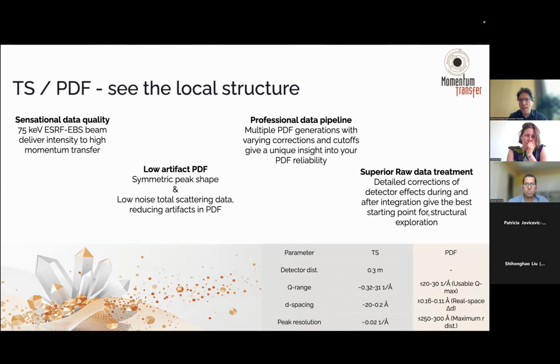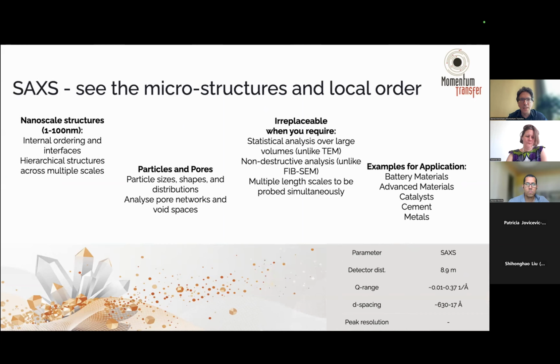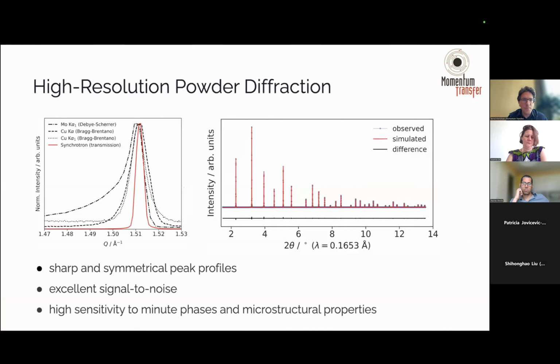For the total scattering that I mentioned, we have a really cool data pipeline where we can generate pair distribution function histograms, giving you the atomic distances to one another, to make it very easy to understand amorphous materials and nanostructured samples. And we even have the capability at this hatch to measure small angle X-ray scattering, which is great if you want to understand pore structure, for example, in porous materials like zeolites, or particle size distribution of nanoparticles.